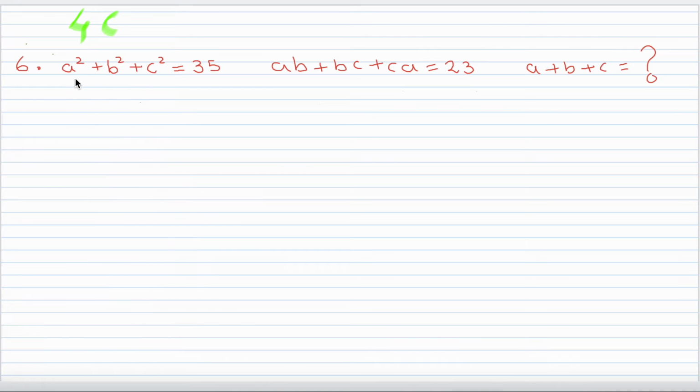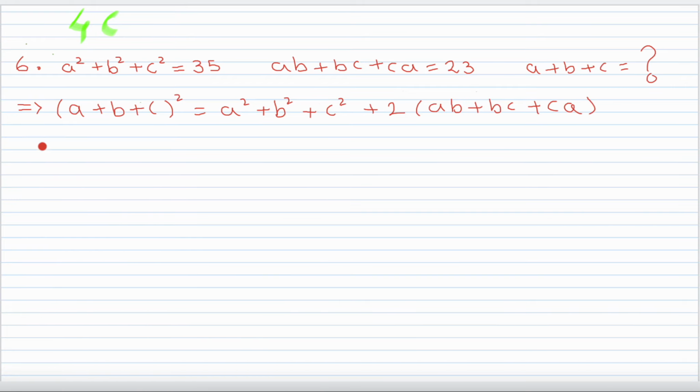Here we have a square plus b square plus c square is equal to 35, and then we have ab plus bc plus ca is equal to 23, and we have to find out the value of a plus b plus c. Now what we will do, we have one formula already, right? So we have this formula, a plus b plus c bracket square is equal to a square plus b square plus c square plus 2, in bracket we have to write ab plus bc plus ca.